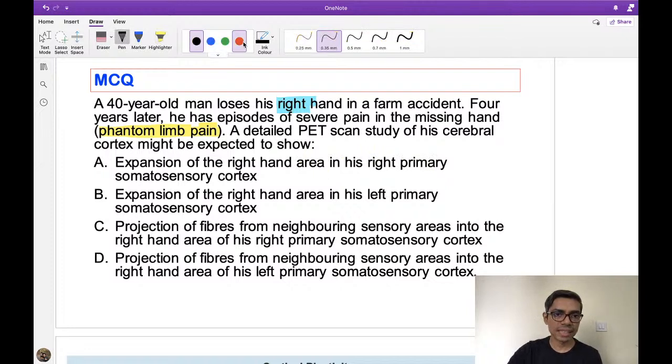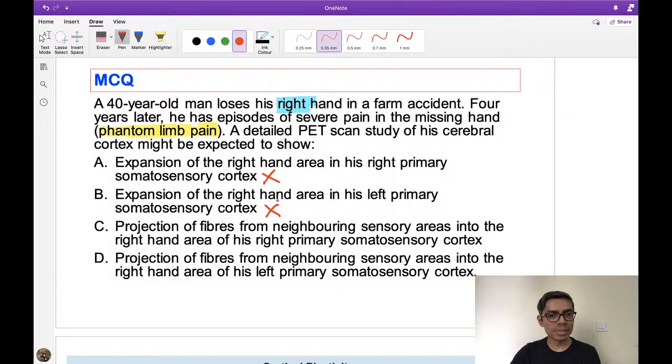Okay, expansion of the right hand area in the right primary somatosensory cortex. If I read the statement completely, I can understand the first statement is not going to happen. Expansion of the right hand area in the left primary somatosensory cortex. Again, this is false. Somatosensory cortex is not going to expand. Then projection of fiber from neighboring sensory areas into the right hand area in the right primary somatosensory cortex, and projection of fiber from neighboring sensory area into the right hand area of the left primary somatosensory cortex. Okay, so option A is not true.